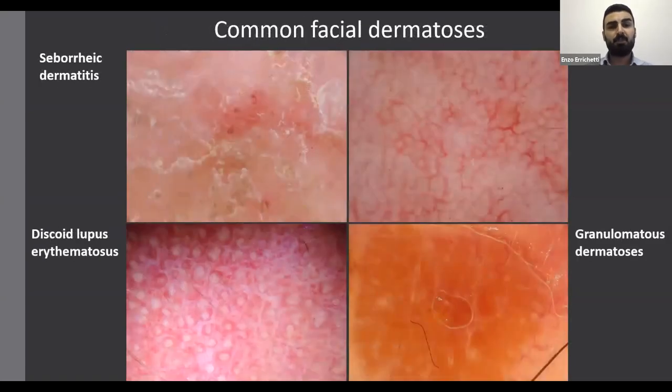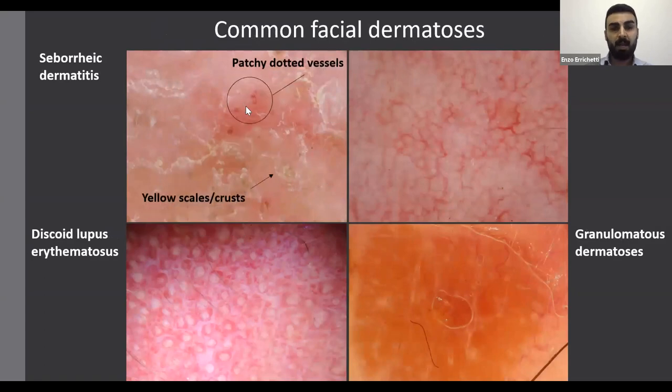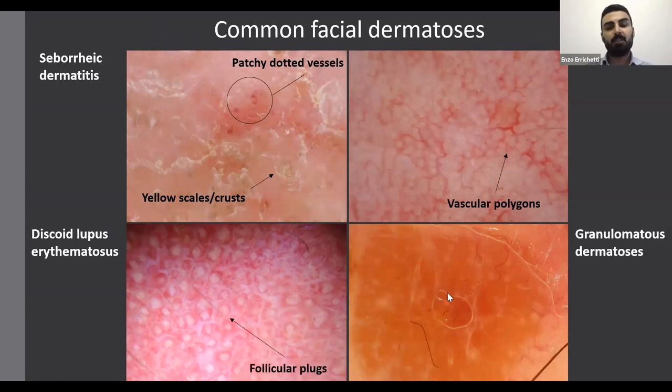Common facial dermatosis. In seborrheic dermatitis, we also have patchy dotted vessels and yellow scales and crusts. In rosacea, we have the vascular polygons. In discoid lupus erythematosus, we have follicular plaques. And in granulomatous conditions, we have orange structureless areas.